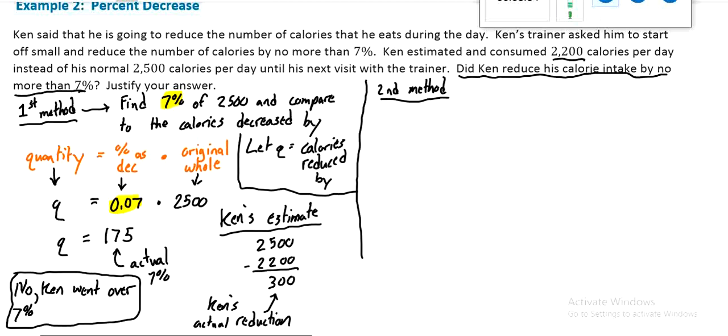The second method is another way we could end up with this answer. The second method takes a little different approach. Instead of finding 7% of 2,500, we will find 93% of 2,500. And the reason I did 93% is because I did 100% minus, because that's how much he was supposed to reduce by, which means take away, 7%. And that gives us our 93%.